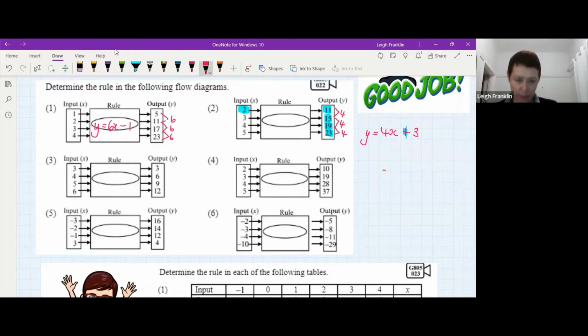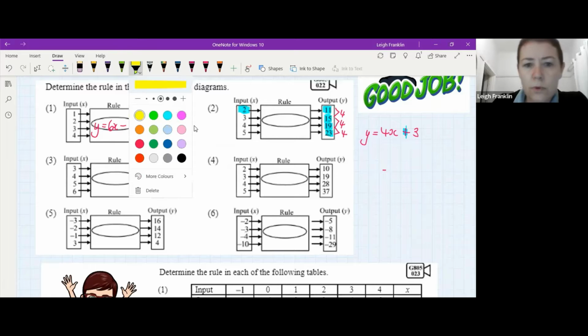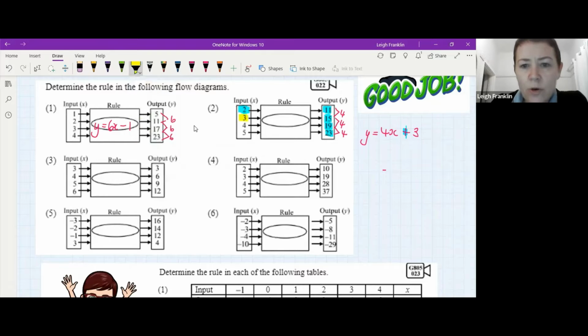And then if you test the next one. 3 goes into your rule. So 4 times 3 is? 12. Good. And 12 plus 3 leaves us with? 15. There we go. Okay, you see how it works now? Yes. Okay, all right. Let's see if there's someone else.